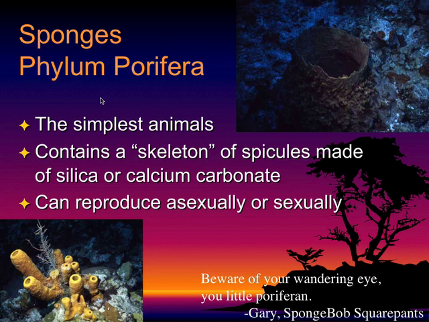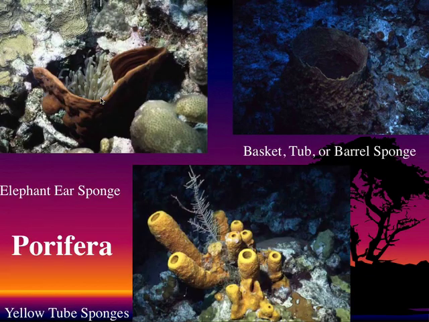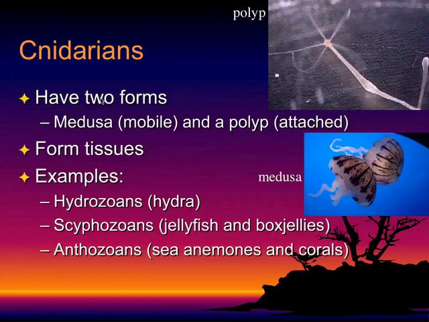So these guys, depending upon the species, can reproduce sexually or asexually. We have cool little examples here. On the top left-hand side, we have the elephant ear sponge. We have a basket, tub, or barrel sponge on the top right. And down below, we have the yellow tube sponge.